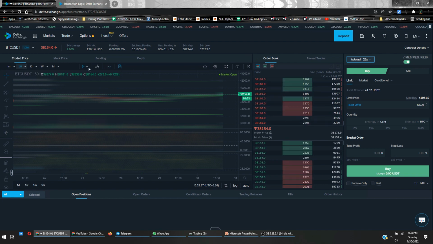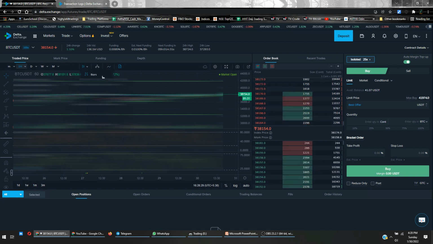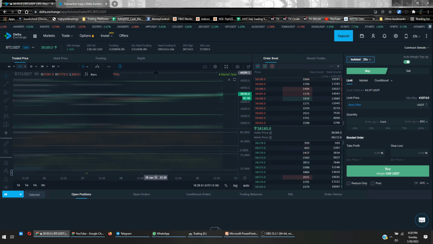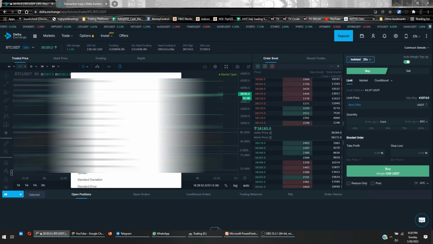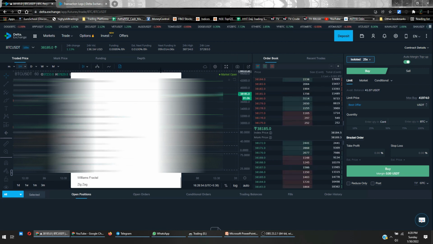On the right hand side, you have the type of candlesticks that can be used. We have the normal candlesticks, the bars, the hollow candles, the Heikin Ashi, the line, the area, all those different kinds of candlesticks. And if you click on this icon, that is the indicator icon. The people who have been using TradingView, I'm very sure they'll be aware of this. So you have a lot of indicators here, which can be used for your technical analysis.